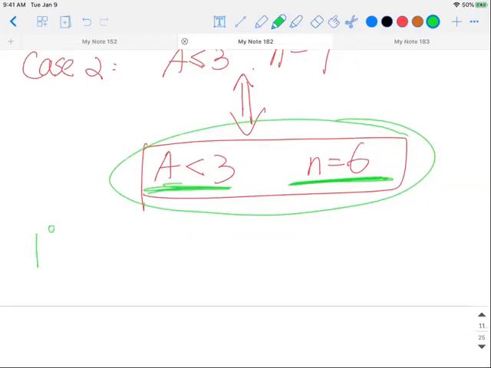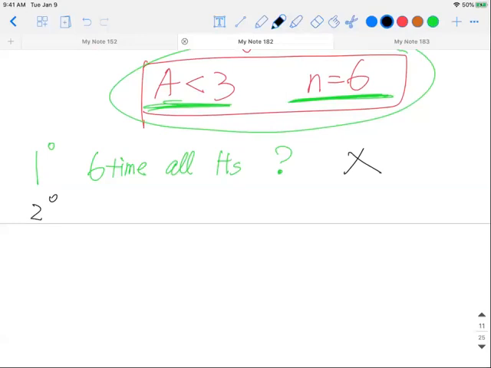Case number 1, 6 times O heads. Is it possible? Of course not, right? You're going to stop at the 3rd time. As long as n equals 3, your game is over. 6 times O heads. No.